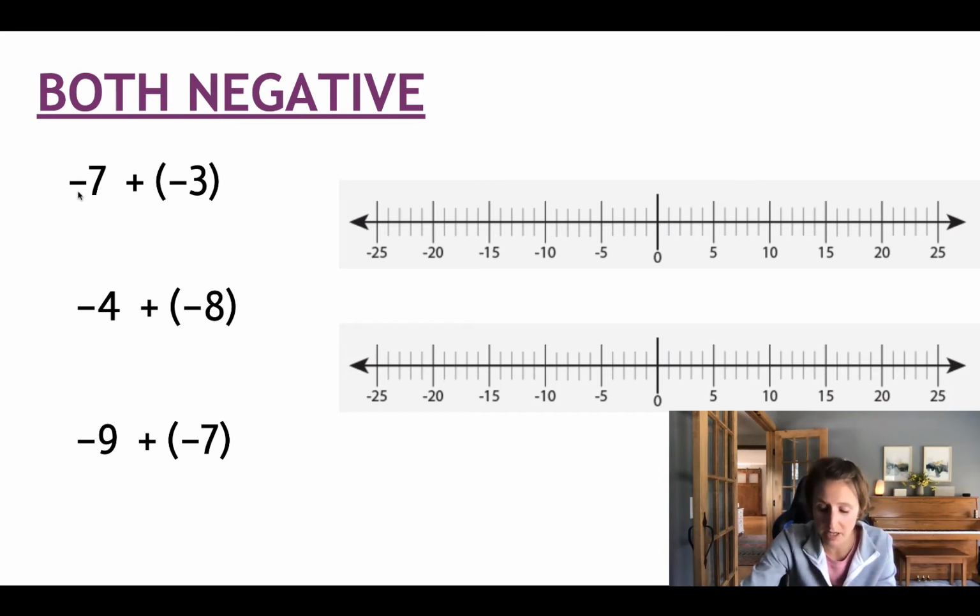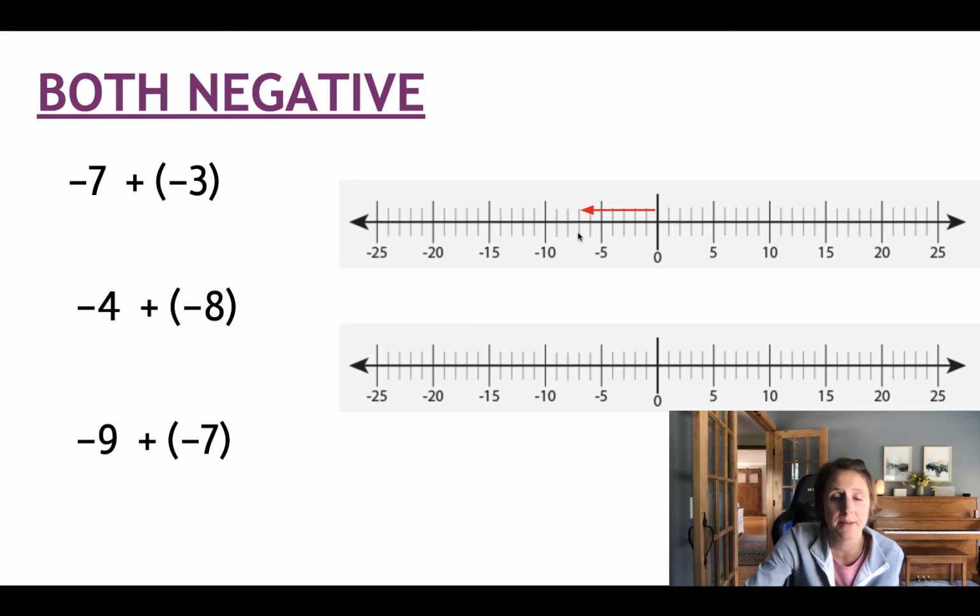Negative 7 plus negative 3. So starting at 0 on my number line, I know you don't have a number line, just watch up here with me. I'm going to take 7 steps in which direction, positive or negative? Negative, because this minus right here tells me to walk in the negative direction. So from 0, I'm going to take 7 steps in the negative direction.